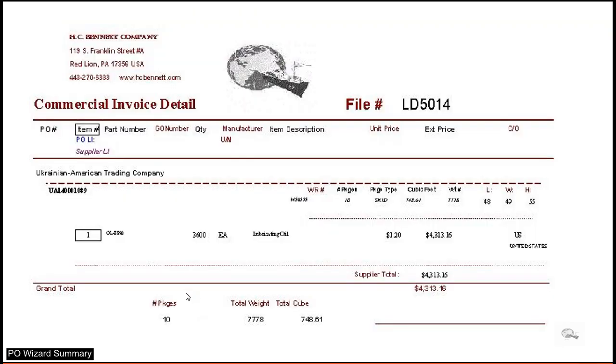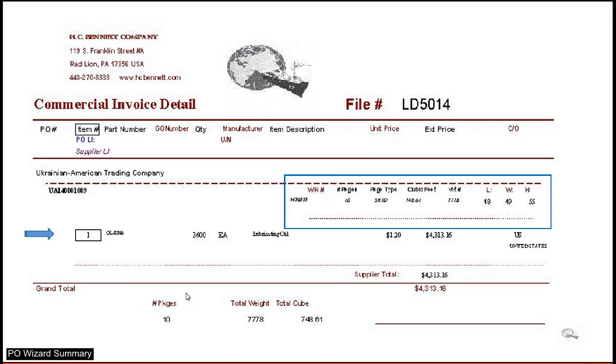This is what the commercial invoice detail looks like. This detail could literally go on for numerous pages when there are hundreds of line items being shipped together. Note it also associates the line items being shipped with the packaging that holds these specific items.